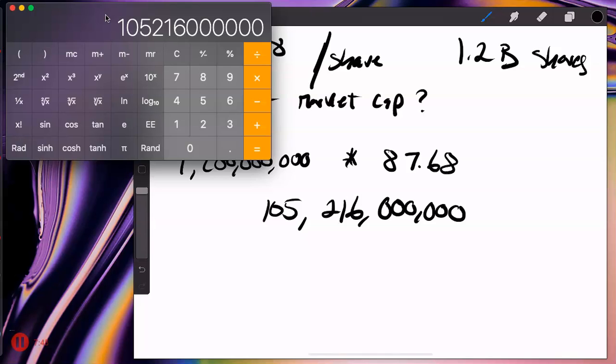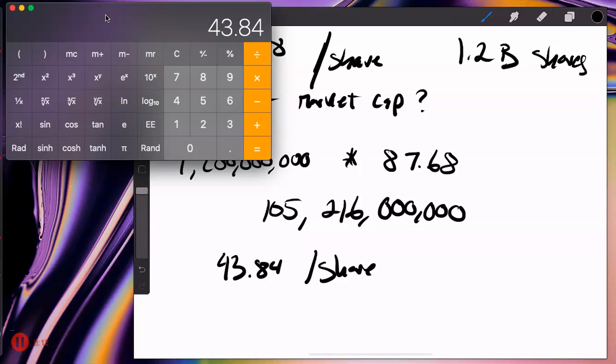Again, all we're doing here is saying, how many shares are there, and what's the price per share? Now, if we were to say a split, and this is not 87.68, it's now 43.84. We'd be saying 43.84 per share, and that 1.2 billion would be 2.4 billion shares, right? And the value would hold as the $105 billion plus. Nothing has changed in that.